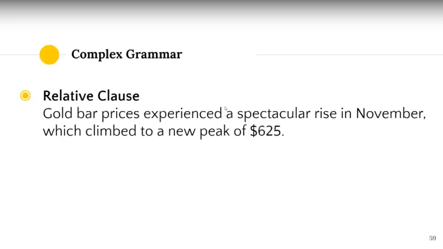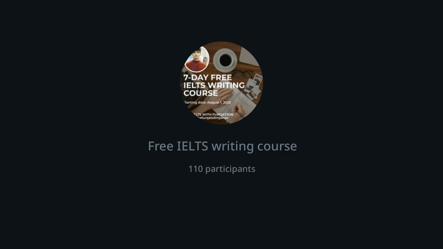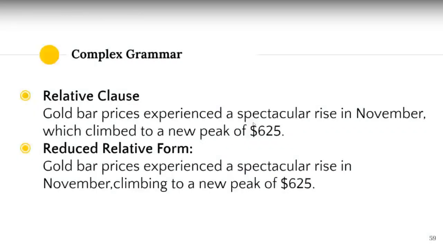All right, let's change it just like this. The picture I sent you guys. Can you guys change it? So we have the word which climbed, and how does it change into a present participle clause? Just write your answers in the group. All right, I got a lot of answers. Yes, you guys are all right. That's all correct. So it will just change into this: Gold bar price experiences a spectacular rise in November, climbing to a new peak of 625. So which climbed, you just omit which, and you change climbed into climbing.